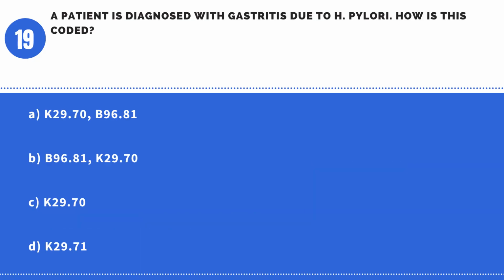Question 19. A patient is diagnosed with gastritis due to H. pylori. How is this coded? A. K29.70, B96.81. B. B96.81, K29.70. C. K29.70. D. K29.71.